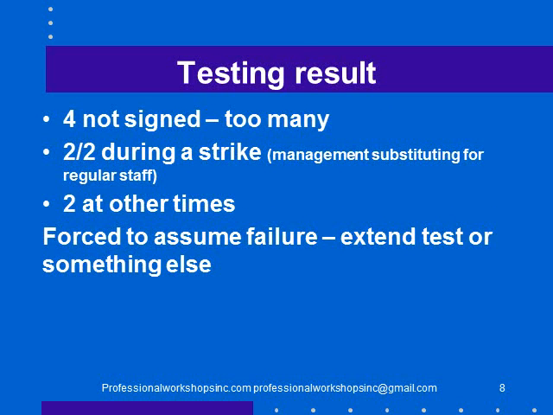So, of course, we did the test. We looked at 20 items, and it came back that 4 were not signed. And 4 in 20 is just too many to be able to say that you're using the control. The other interesting thing was that of 2 forms that were issued during a strike when management was taking over, both weren't signed. And the other 2 were at other times. So we were forced to assume failure of the test and either extend our test or do something else.